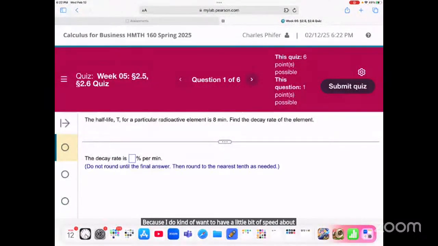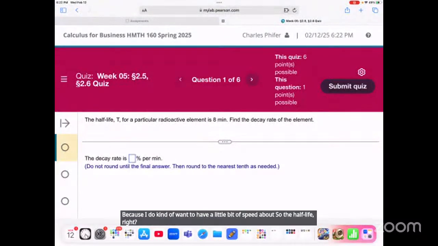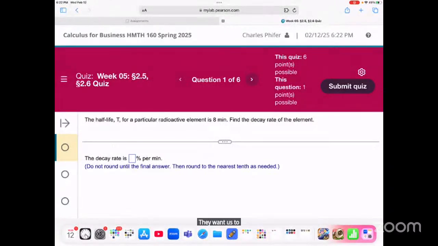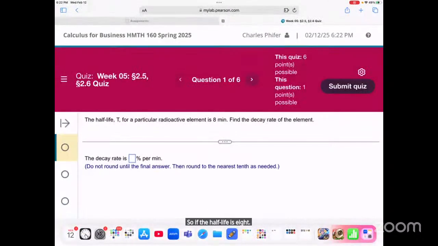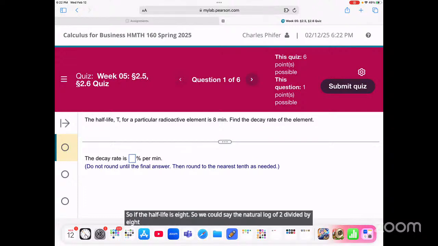So the half-life, right? I think we have a half-life formula. The half-life equals the natural log of 2 over K. They want us to find K. So we can actually switch the half-life with the K. So the K is going to be equal to the natural log of 2 over the half-life. So if the half-life is 8, we can say the natural log of 2 divided by 8, and that'll give us the result that we're looking for, okay?